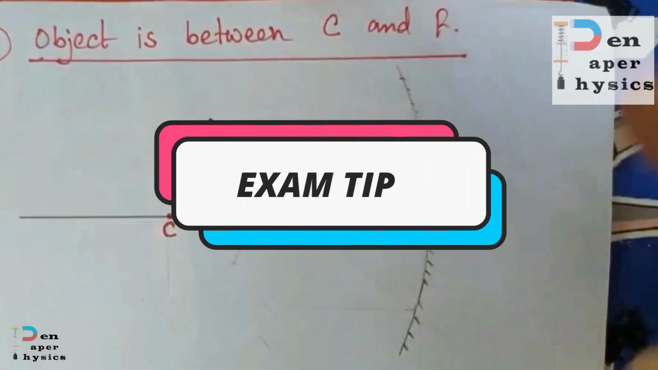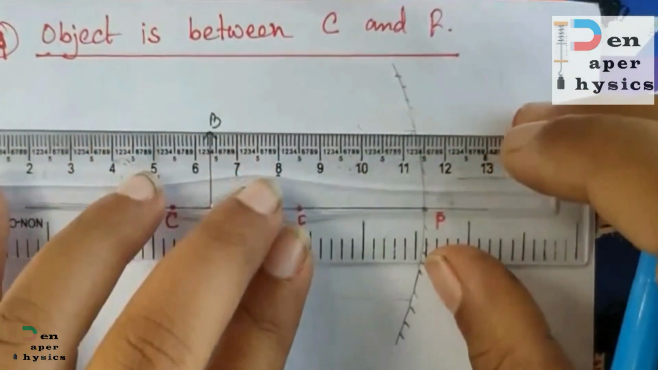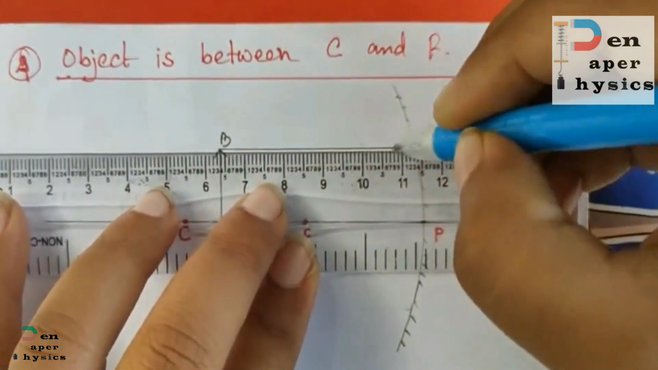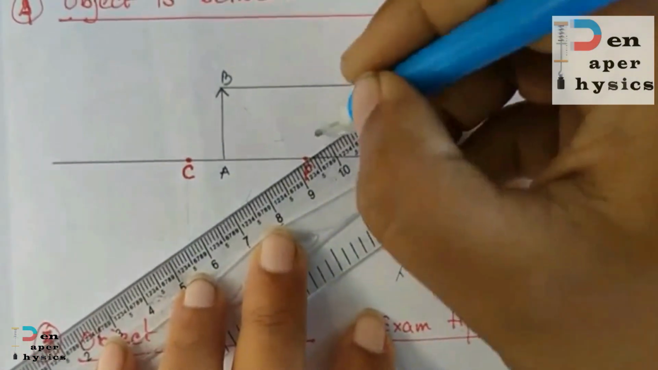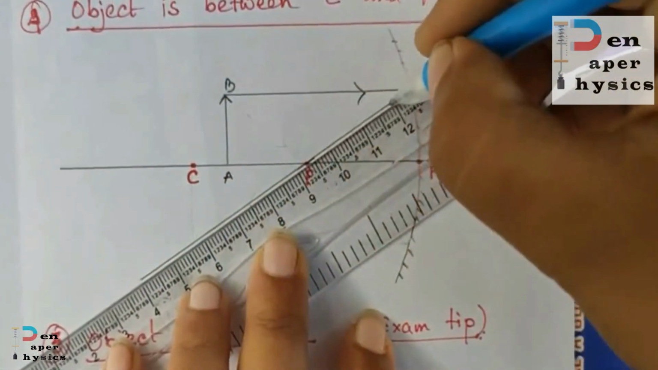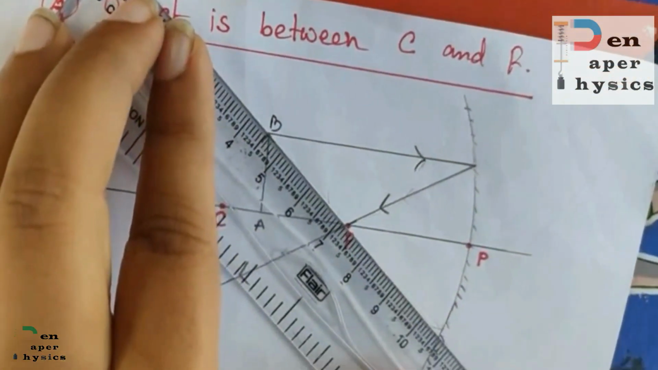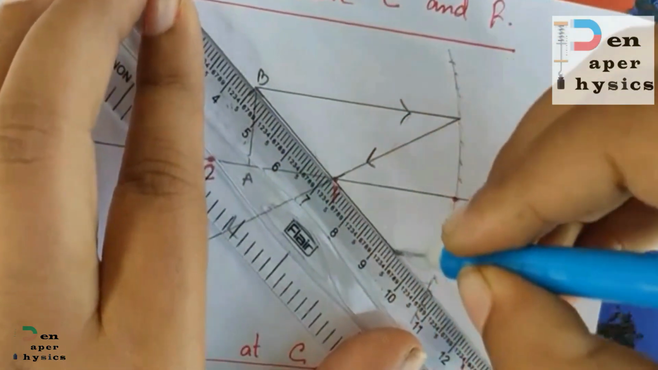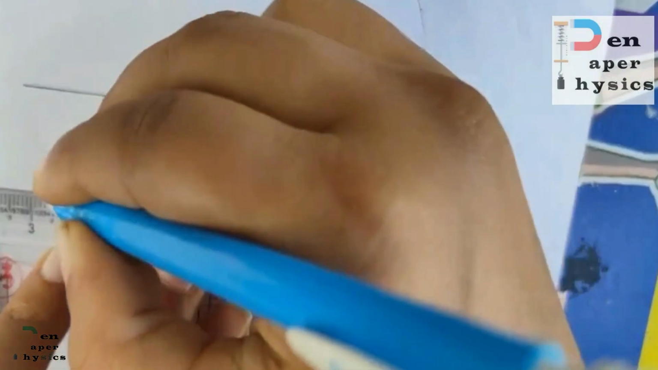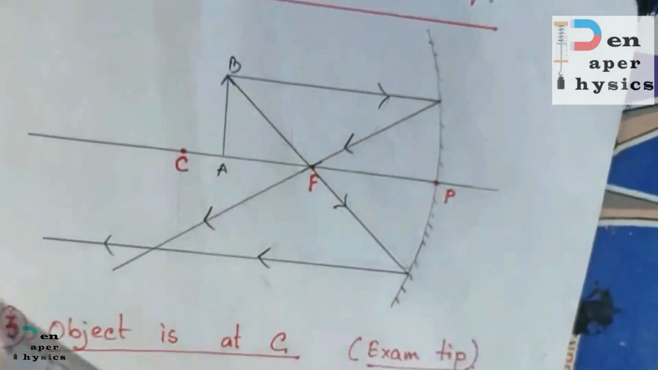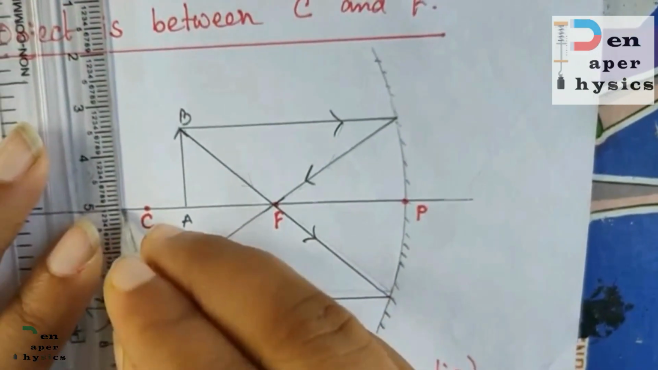Now we will learn how to do it in exam. So first, draw the object between C and F. Draw a parallel ray and join the point of incidence and the focus, then extend. Draw another ray passing through F which will become parallel after reflection. And the point of intersection of these two reflected rays gives us the image.